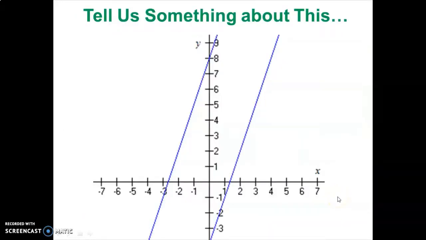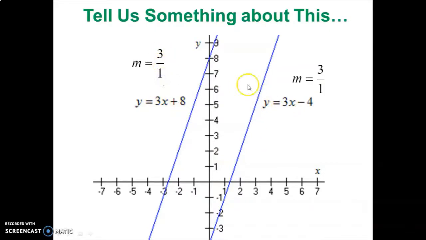Okay, so let's tell me something about this. What do you notice about these two lines? Okay, they're parallel, of course. And parallel lines, here's that equation, here's this equation. What do you notice? Well, you should know that parallel lines always have the same slope, and we can see here the slope is 3, and here also the slope is 3. Great. So slope is 3 over 1 or 3, and here also 3 over 1 or 3.